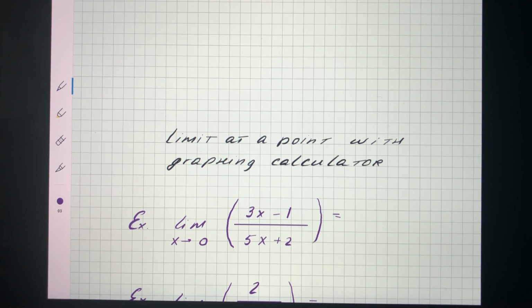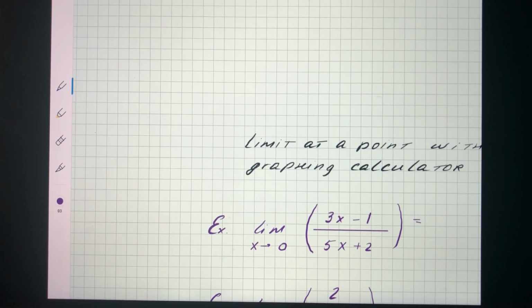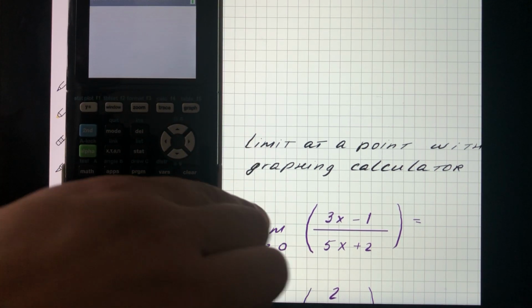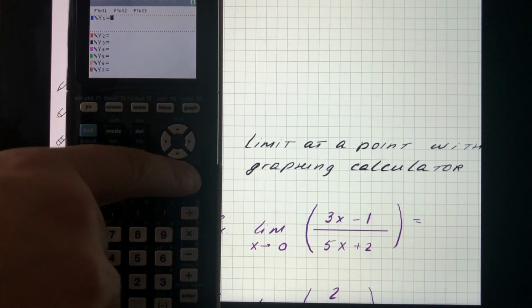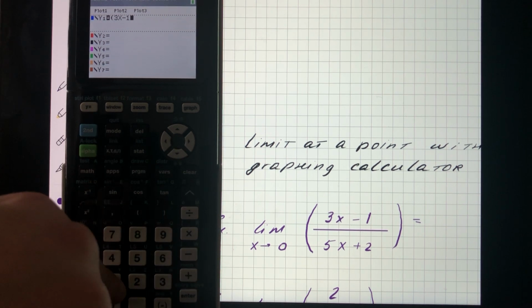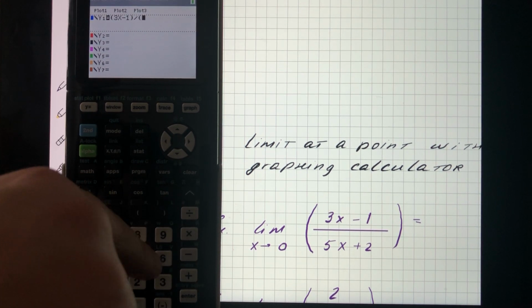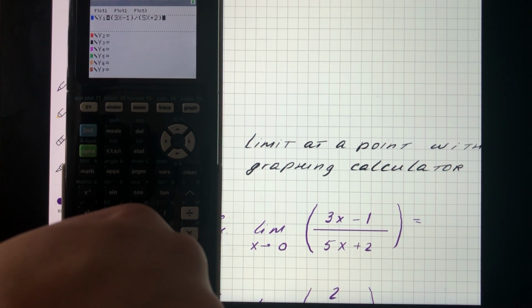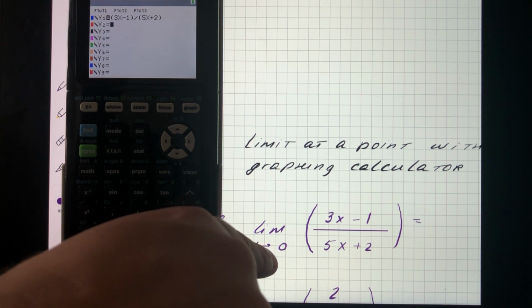So the first one is the limit of (3x minus 1) divided by (5x plus 2) as x approaches 0. So the first thing is, let's scoot this over and let's put up the calculator. Here, let's type our function into y equals: parentheses, 3x minus 1, and then divide by parentheses, 5x plus 2. Now, we will be trying to get as close as possible to 0 from both sides, from the left side and from the right side.